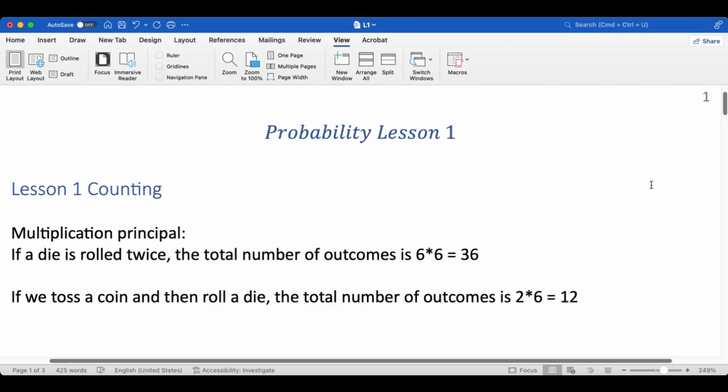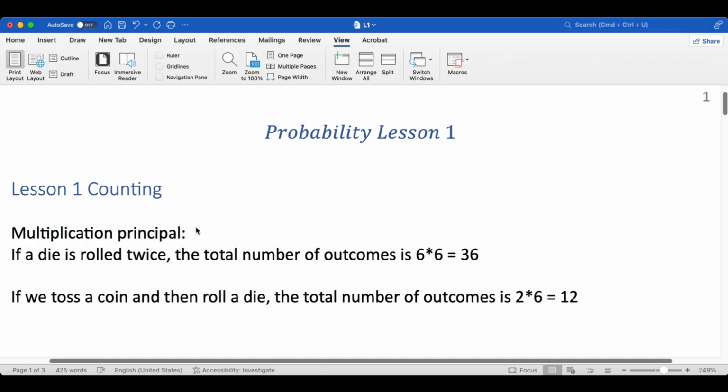Hello, welcome. This is a recording for lesson number 1 on counting. Okay, so the first topic here is the multiplication principle.